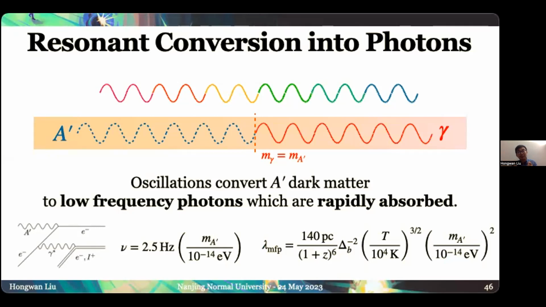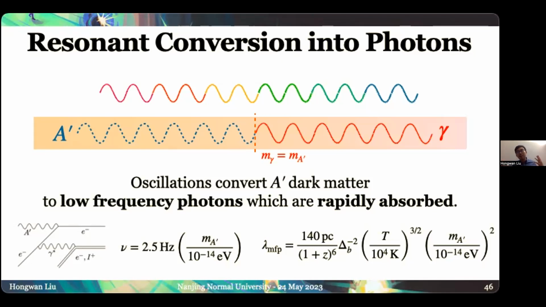And you get resonant conversions every time the dark photon mass, m_A', is equal to the plasma mass, m_γ. So in the case of A' dark matter, these conversions end up giving you very low frequency photons. For example, if your A' mass is something like 10^-14 eV, it's going to be a frequency of something like 2.5 hertz, which is way, way, way lower than radio frequency.